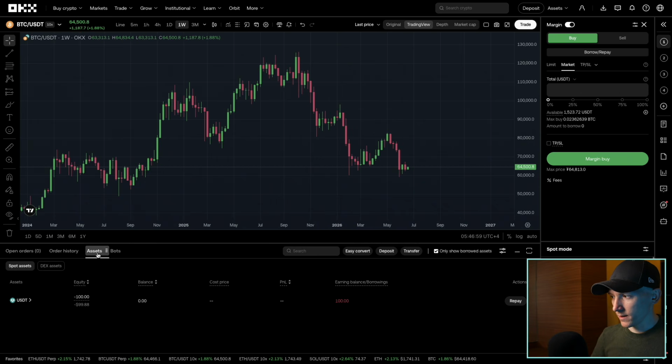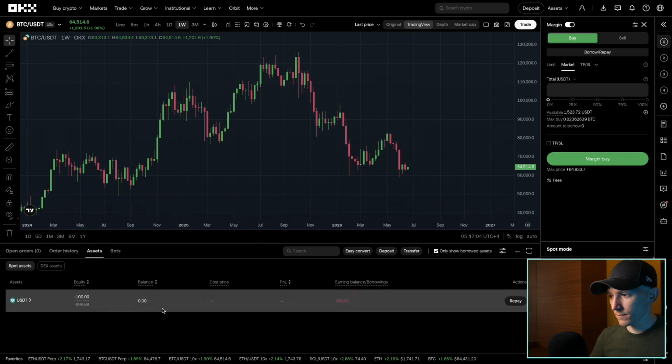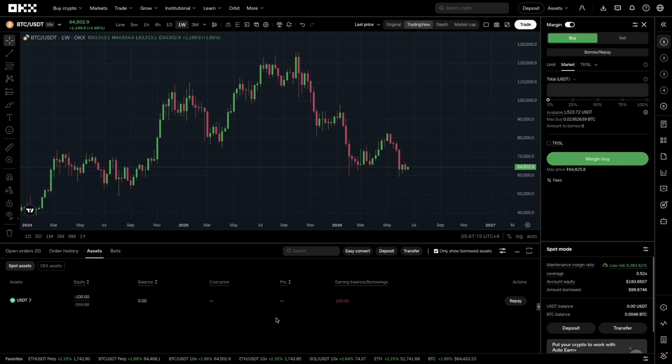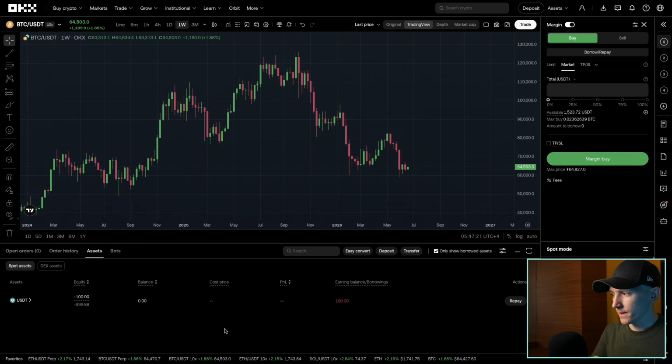In my assets right here, notice now I've clicked this, only show borrowed assets. What I've done, I now have no cash in my account, and I actually have a $100 debt in USDT, as you can see here. But what I also have, if you look down in my account now, is I have an amount of Bitcoin. So what I have essentially is $300 of Bitcoin now and a $100 debt. So I'm $100 down.